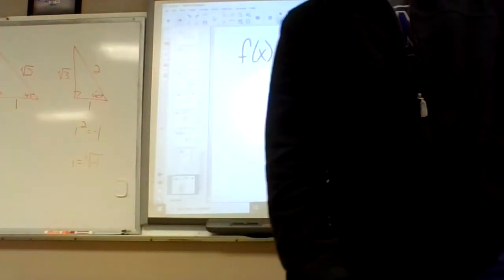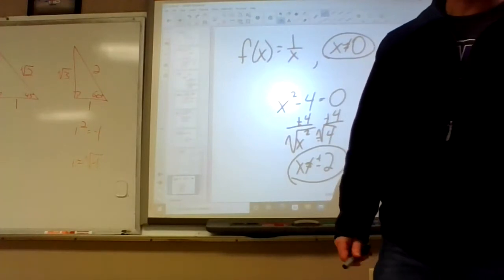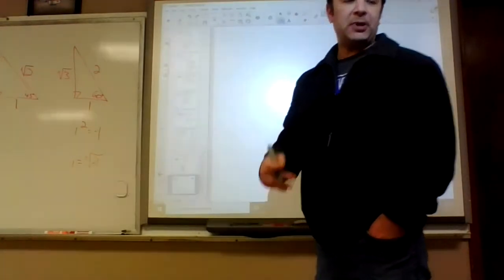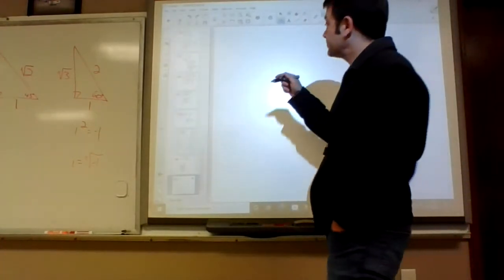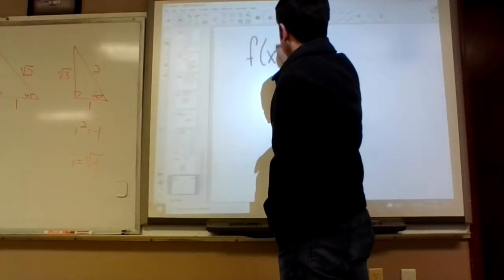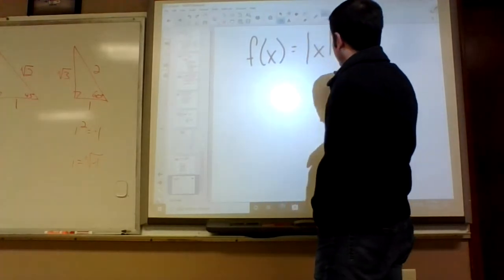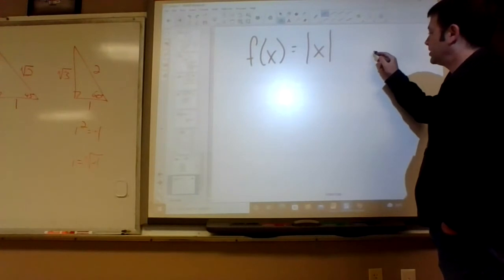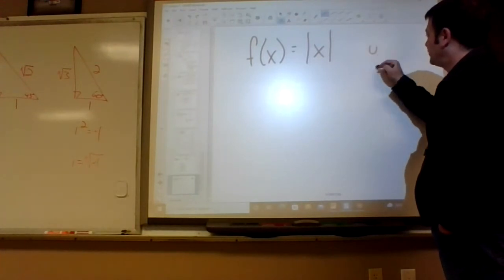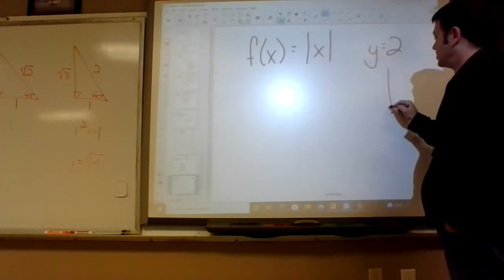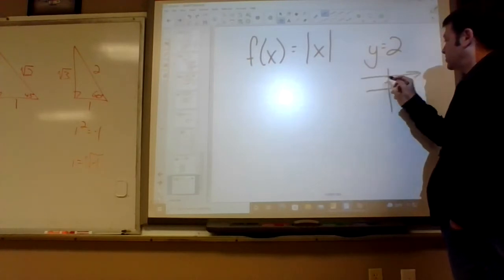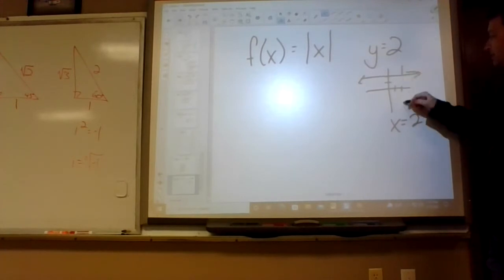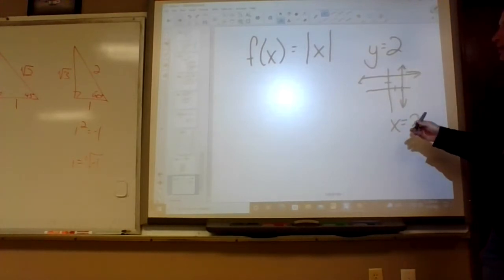Number 11, give the domain, range, and zeros of each function. Do you guys remember what shape absolute value of x took? If you forget, how can we figure it out? If it was like y equals 2, you go up to the y-axis at 2 and draw a horizontal. If it's like x equals 2, you go to the x-axis at 2 and draw a vertical.